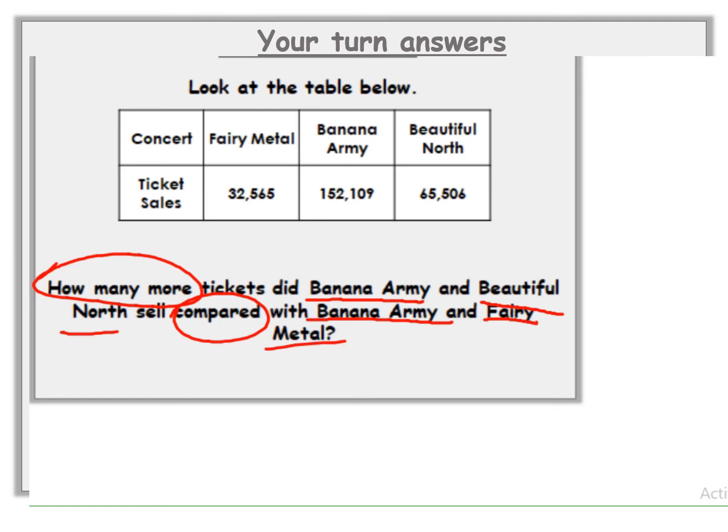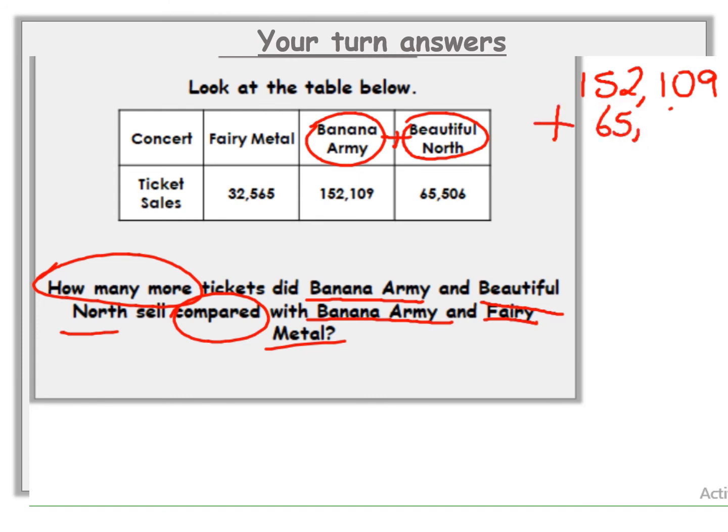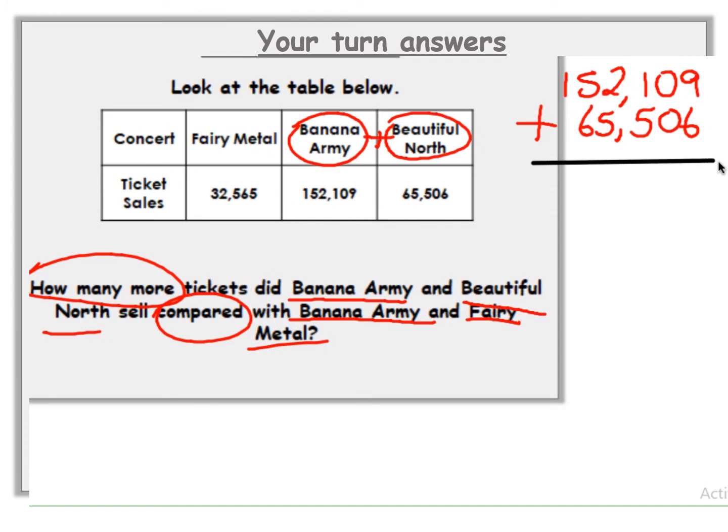Okay, so there's two parts to this question. First one is we need to do Banana Army and Beautiful North, add those two together. So 152,109, add 65,506. Okay, that's the first part of this question.